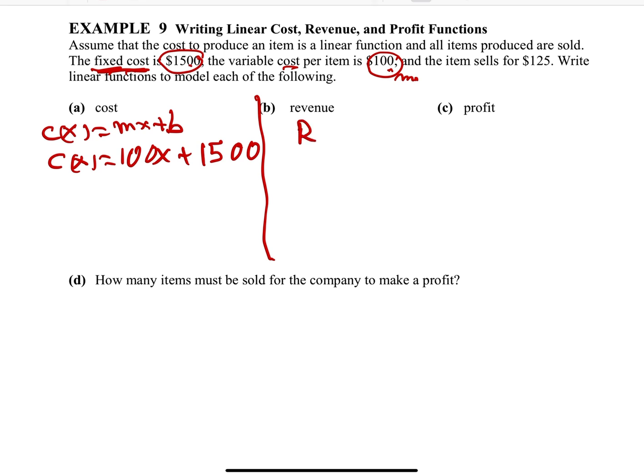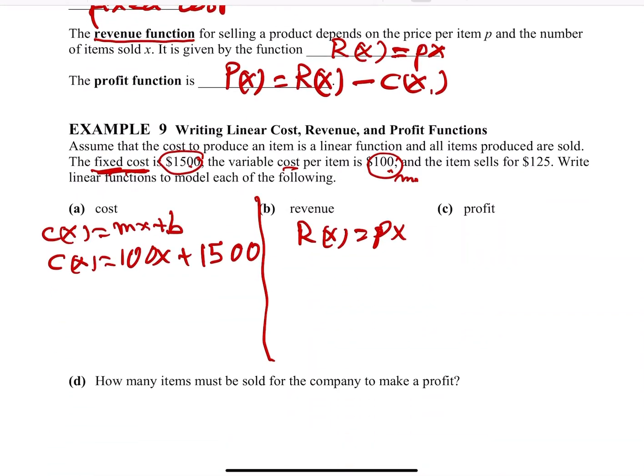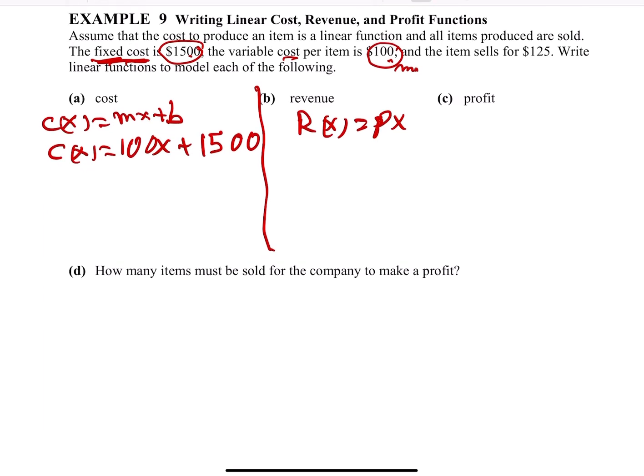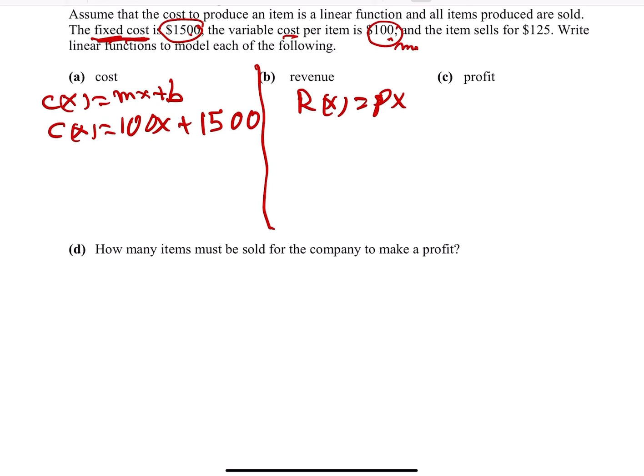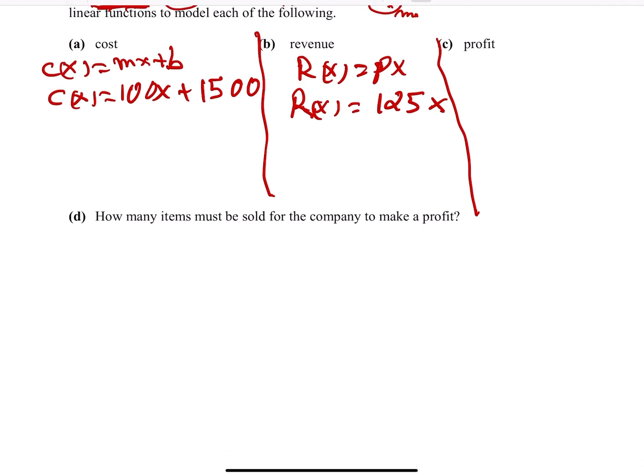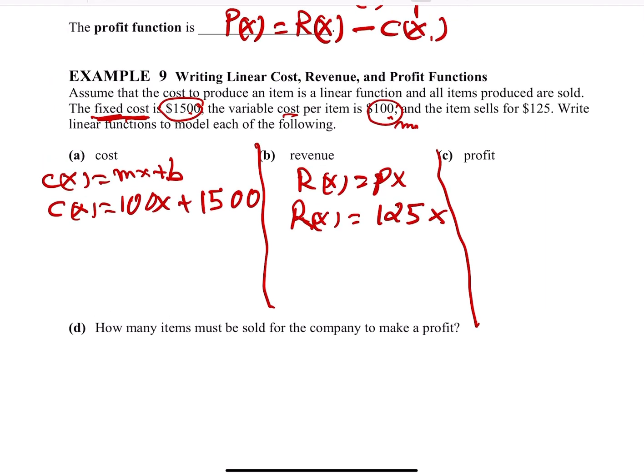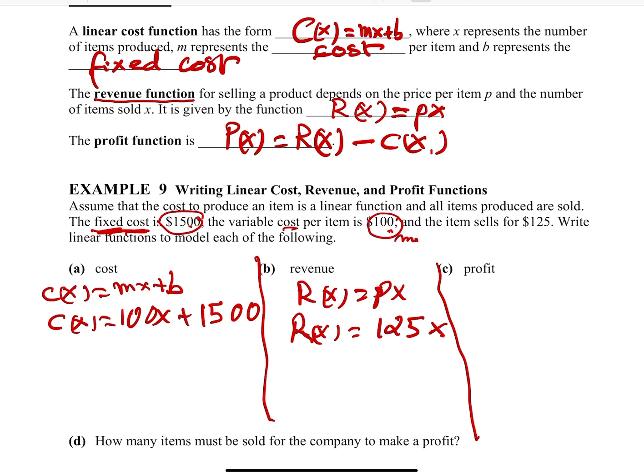The next one, the revenue. Remember, write down the formula first: R(x) is equal to px. Now remember the p is the price, and if you read the question, it is 125. R(x) is equal to 125x. That's it. Okay? This one is the revenue.